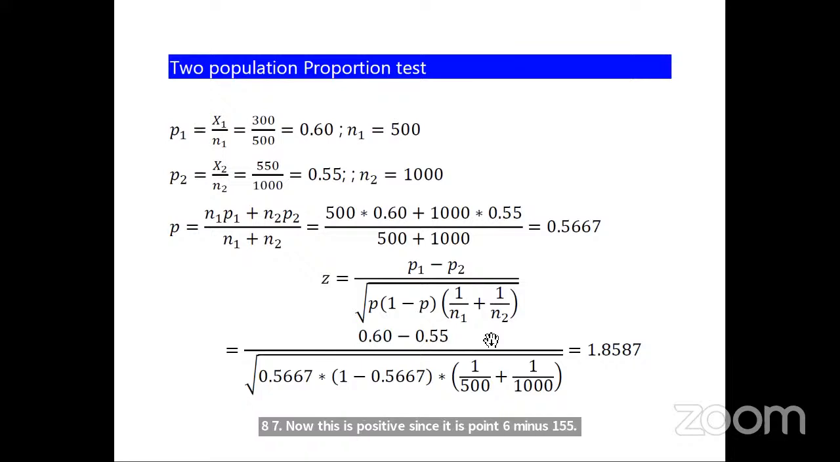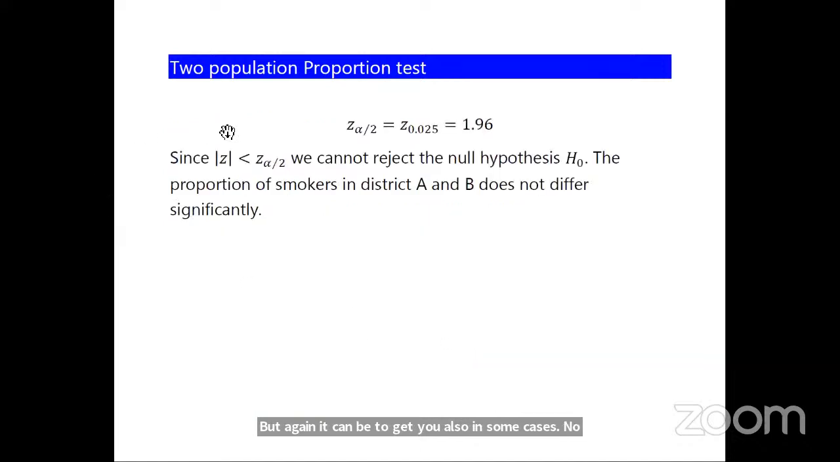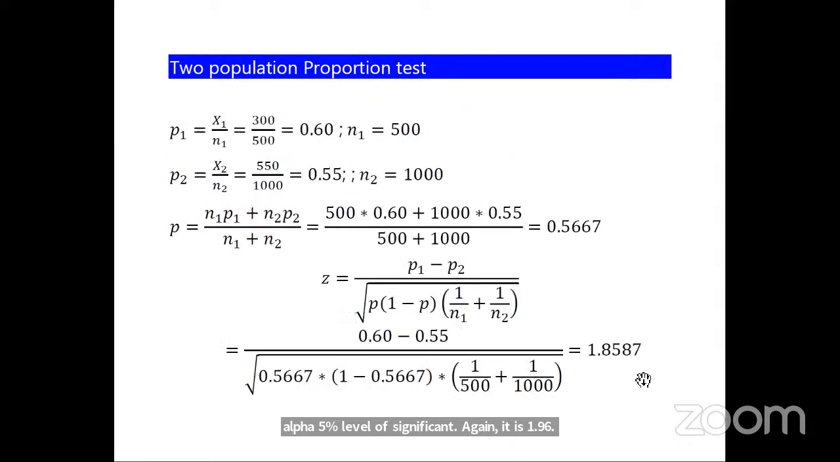But again, it can be negative also in some cases. No problem at all if you get the negative value. Now this is the table value of Z at alpha 5% level of significance. Again, it is 1.96.